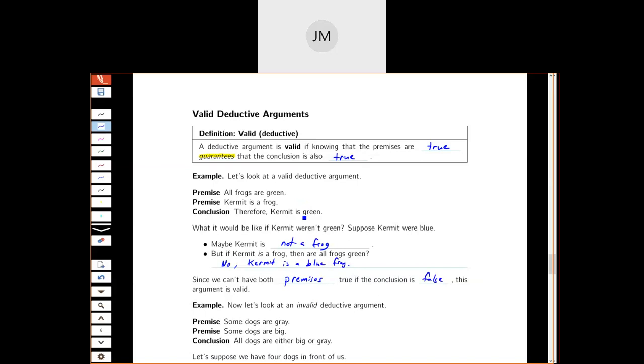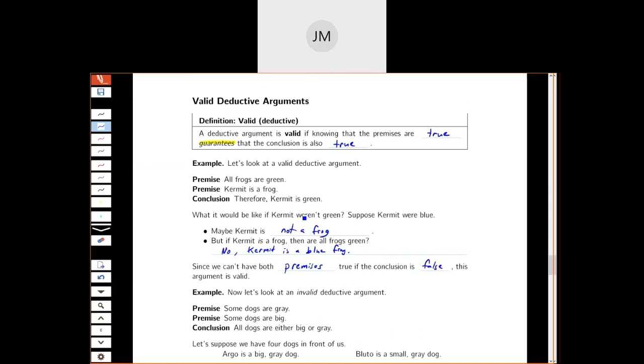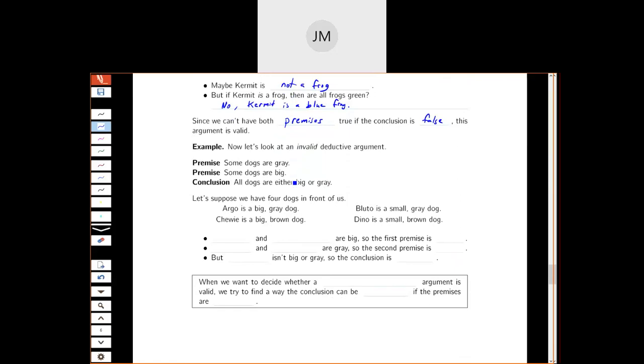All right. So when we're determining if an argument is valid or invalid, we don't need to know all of these facts. We don't need to know about frogs and about Kermit. What we need to do is say, if we assume those things are true, does that guarantee the conclusion is true? All right, let's look at an invalid argument. Premise one: some dogs are gray. Premise two: some dogs are big. Conclusion: all dogs are either big or gray.